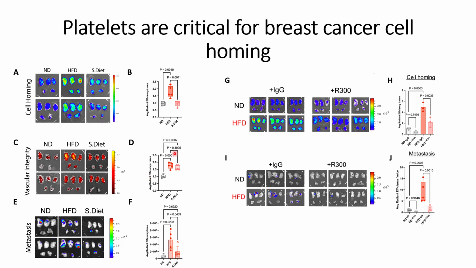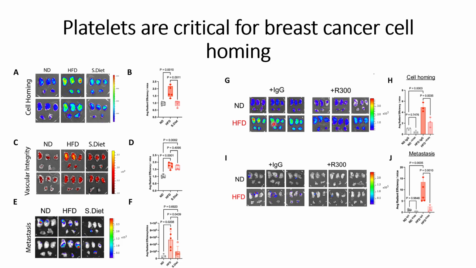So now they wanted to target the receptors that trigger this metastasis, inhibiting those receptors using antibodies, or neutralizing those receptors 48 hours before the injection of the tumor cells. They call those antibodies the R300 antibodies. And IgG is the control.